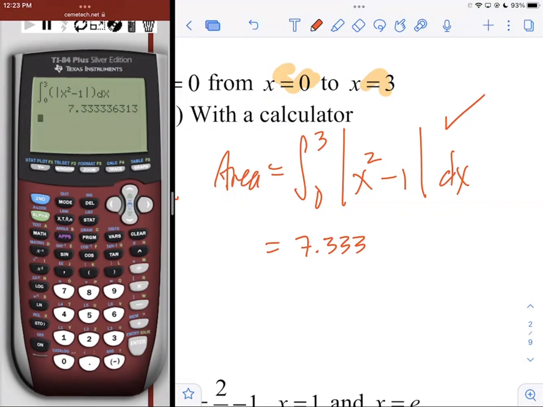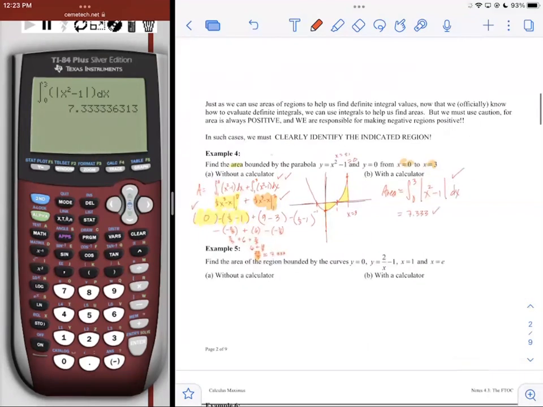The strategy is knowing when to use which method, and of course, how can I do it and still get full credit? That's what we want to do. Not just get the right answer, but we want to get full credit for it. So notation. And then the answer.